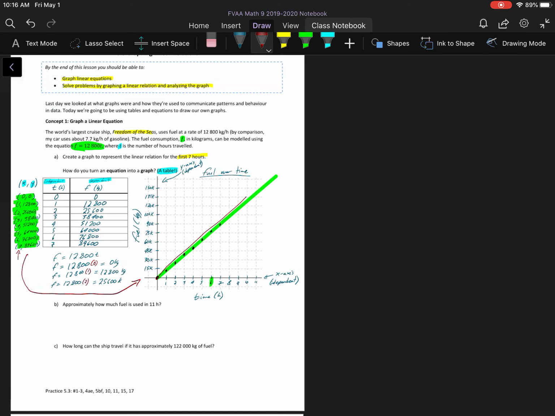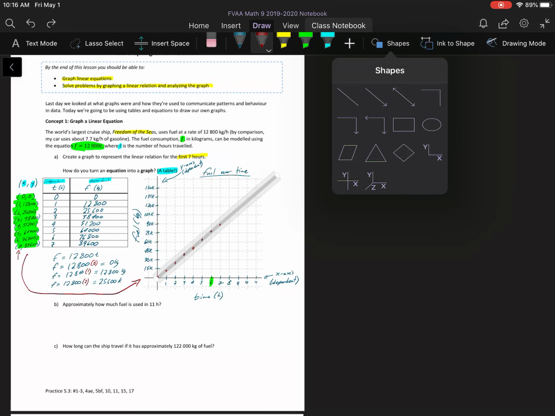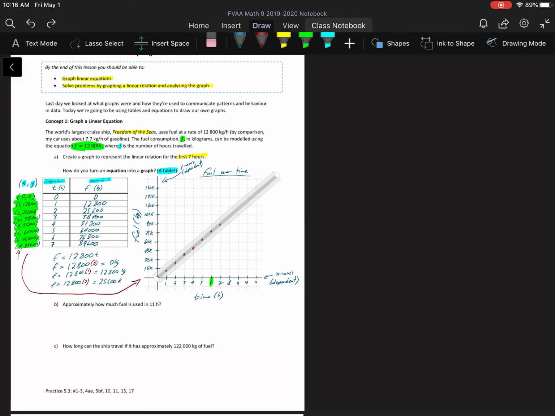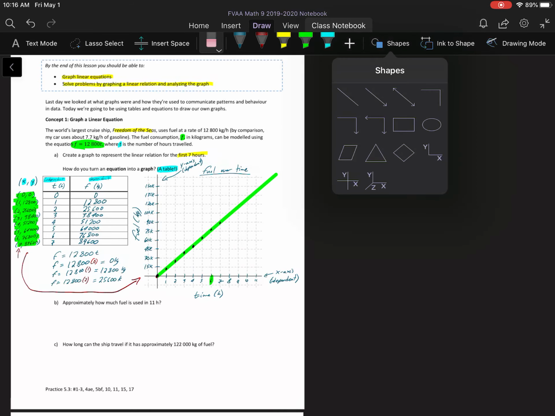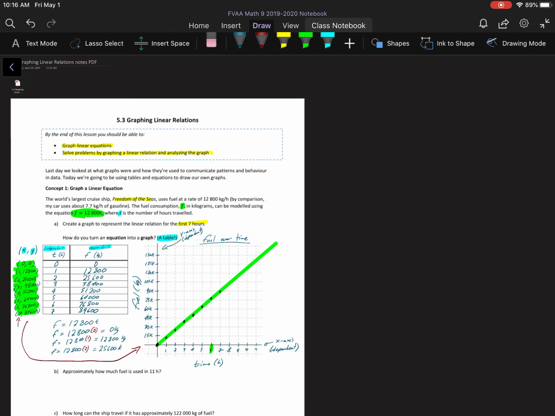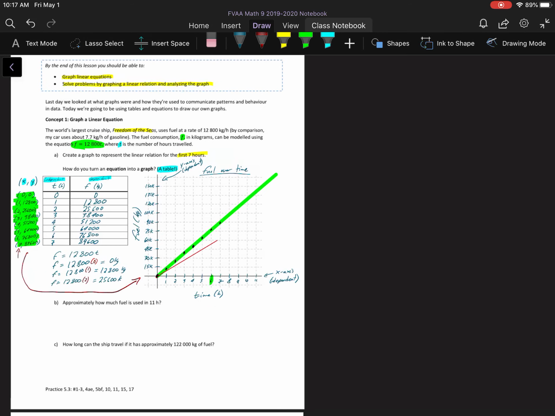Oops. Shape, line. Nope. Shape, line. All right. Inside of the green.